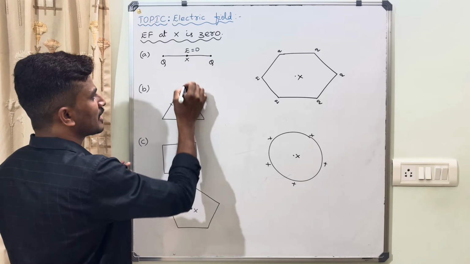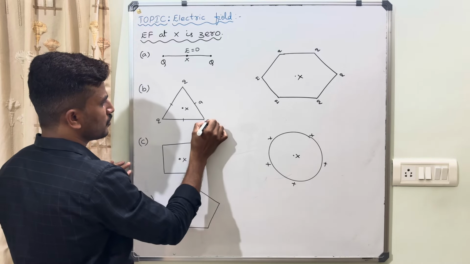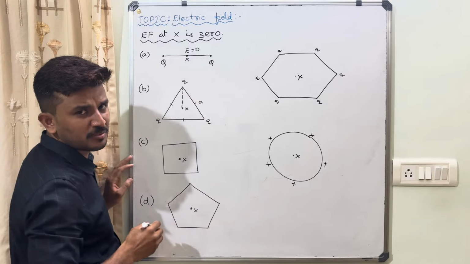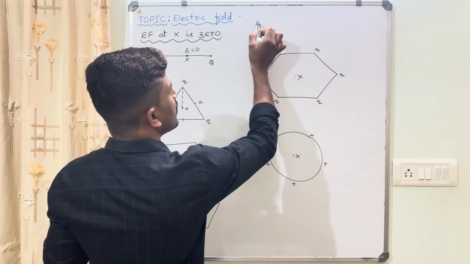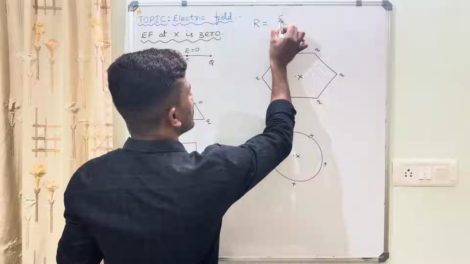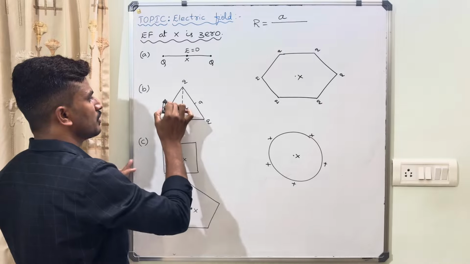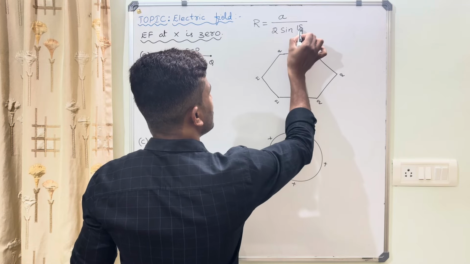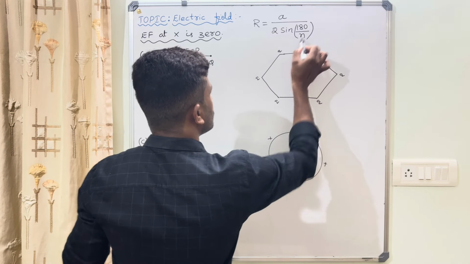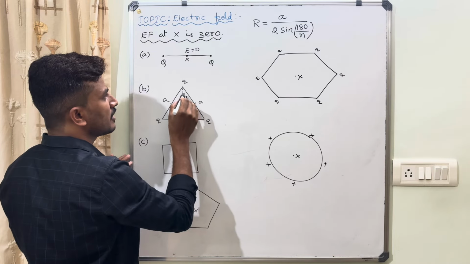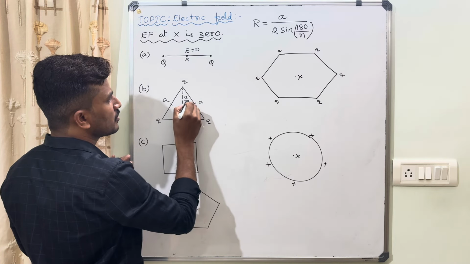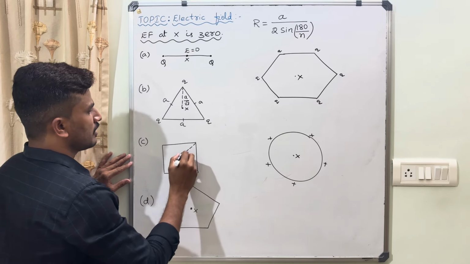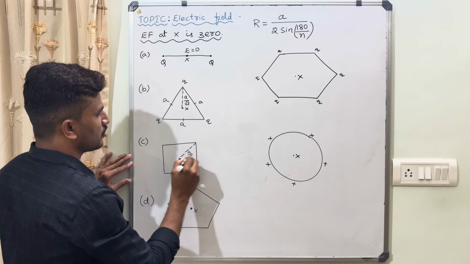Here, we have an equilateral triangle. So Q, Q, Q. At a distance, so what is this distance? Circumradius. Okay, in the previous video, I have already given you circumradius distance, that is given by any one side divided by 2 times sine 180 divided by n. So by using this, you can calculate. The n value is 3. Substitute n value, you will get a by root 3. And here at the center of the square, at a distance a by root 2, also electric field is 0.